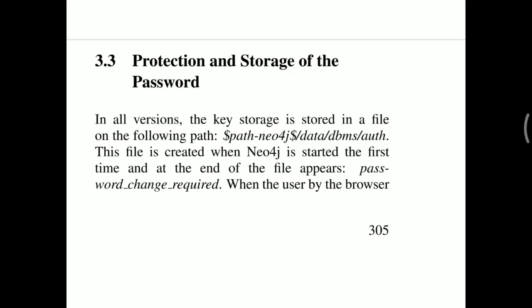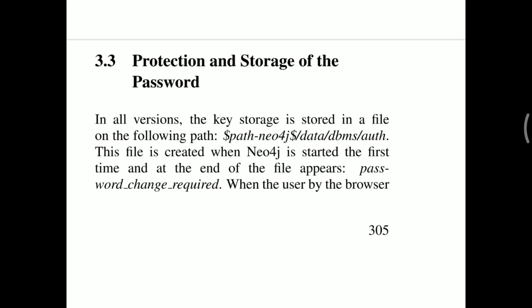And what's the main protection for the passwords in the DBMS? I mean, the graph DBMS, that is Neo4j. In all versions of Neo4j, that is 1.9, 2.0, 3.0, the key storage is stored in a file on the following path: $path/neo4j/data/dbms/auth.